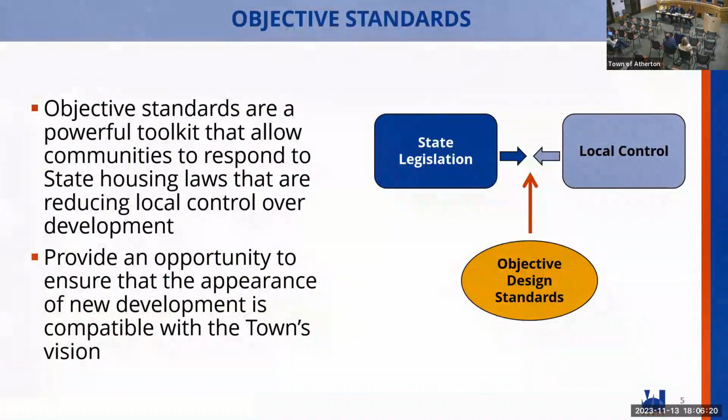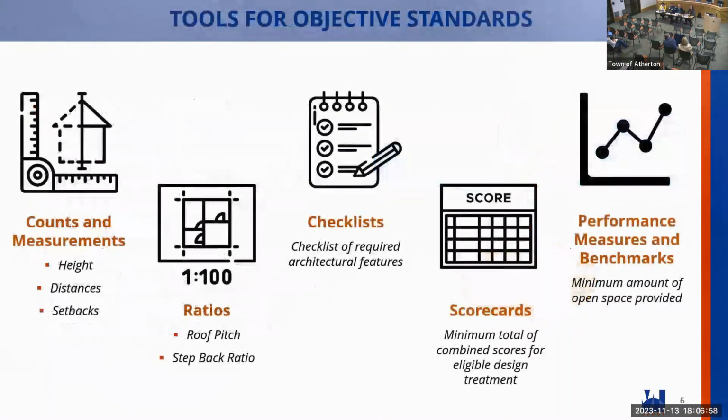So just again, a little overview, objective standards. A lot of this is coming from state legislation that's been passed basically at the state level. Looks like basically all communities are the same. They all have to respond to these laws. So what the objective design standards do is offer us an opportunity to bridge the gap between the mandates in the state legislation and the desire to have a community character that's reflective of local decisions and local design and neighborhood characteristics.